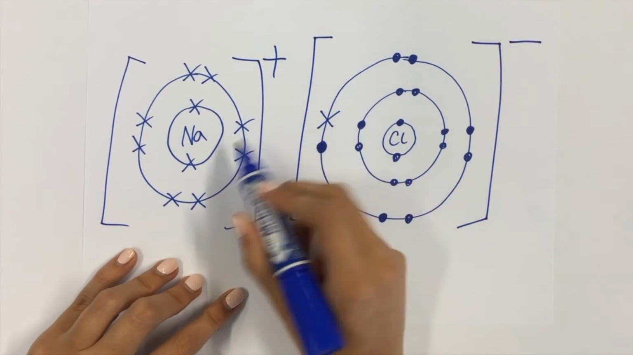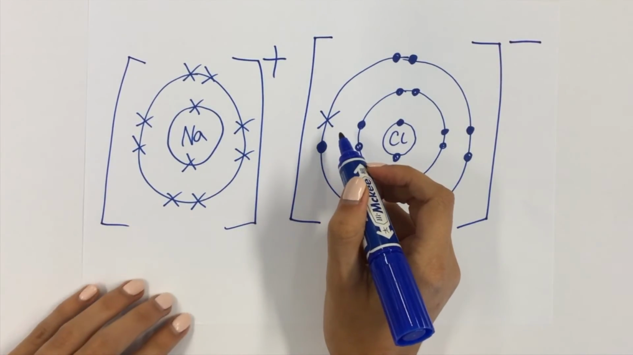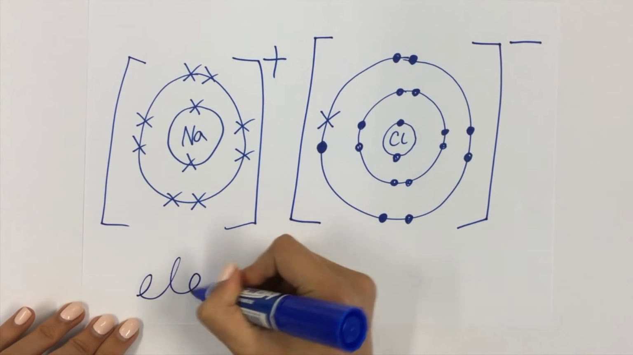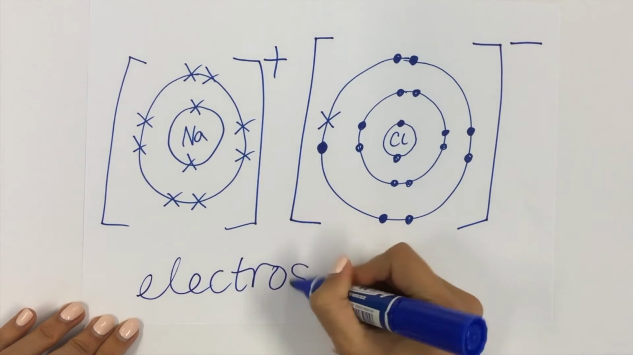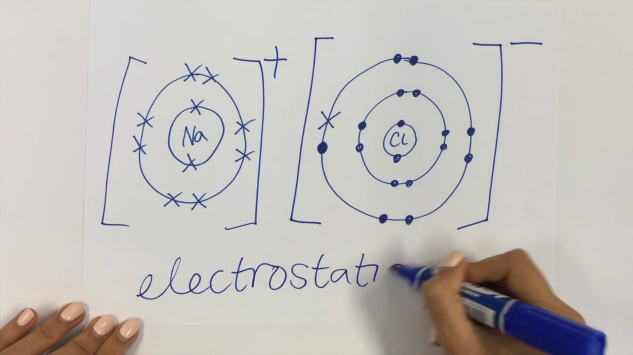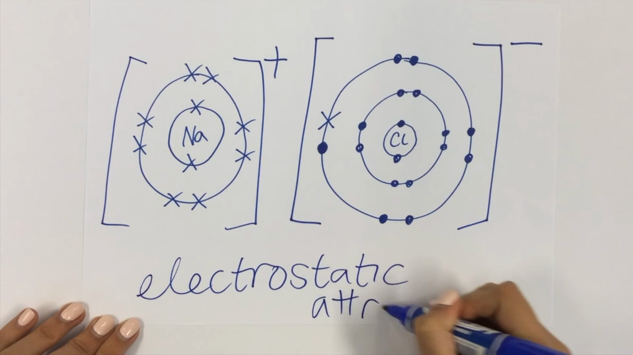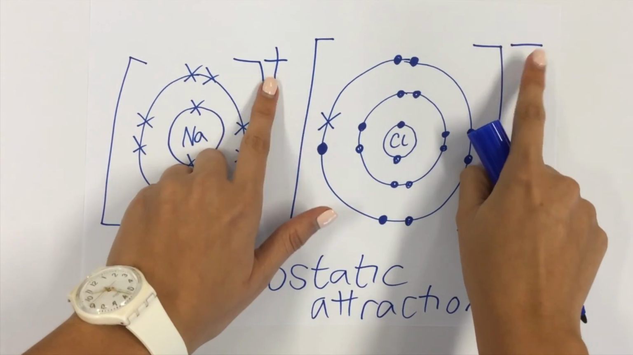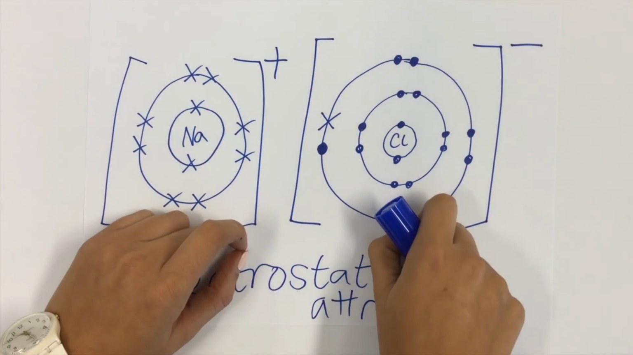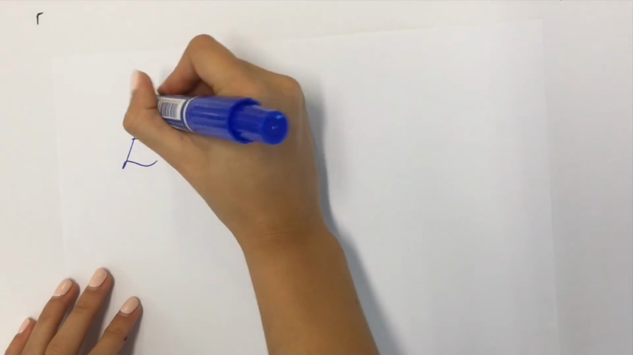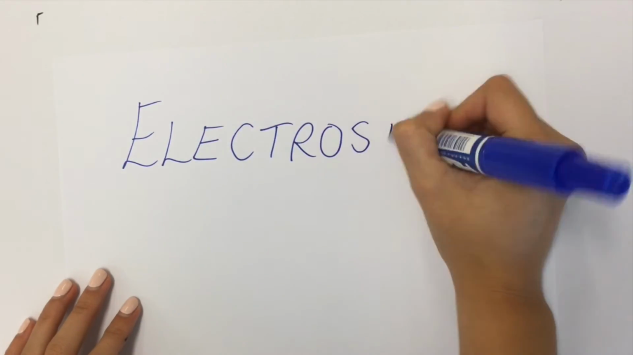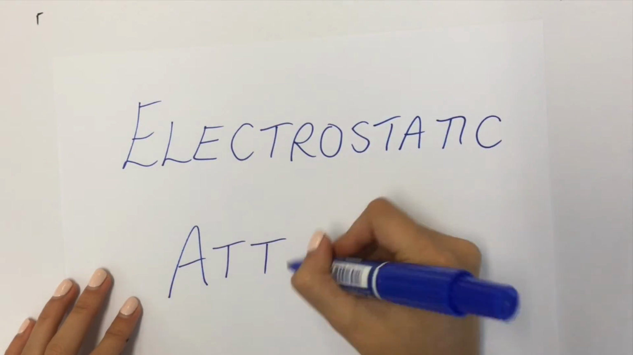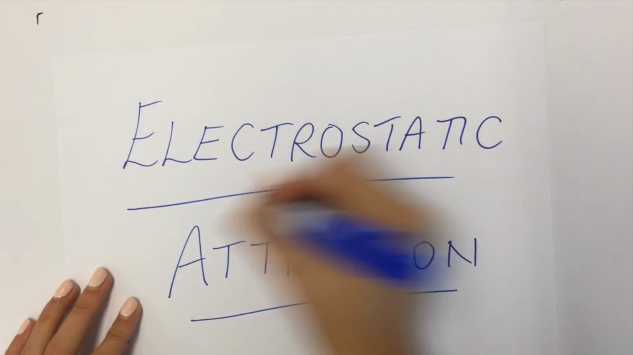Because these have different charges, it is something called electrostatic attraction that holds these two things together, because of these two charges attracting each other. To summarize for you, electrostatic attraction is the force of attraction between two oppositely charged ions.